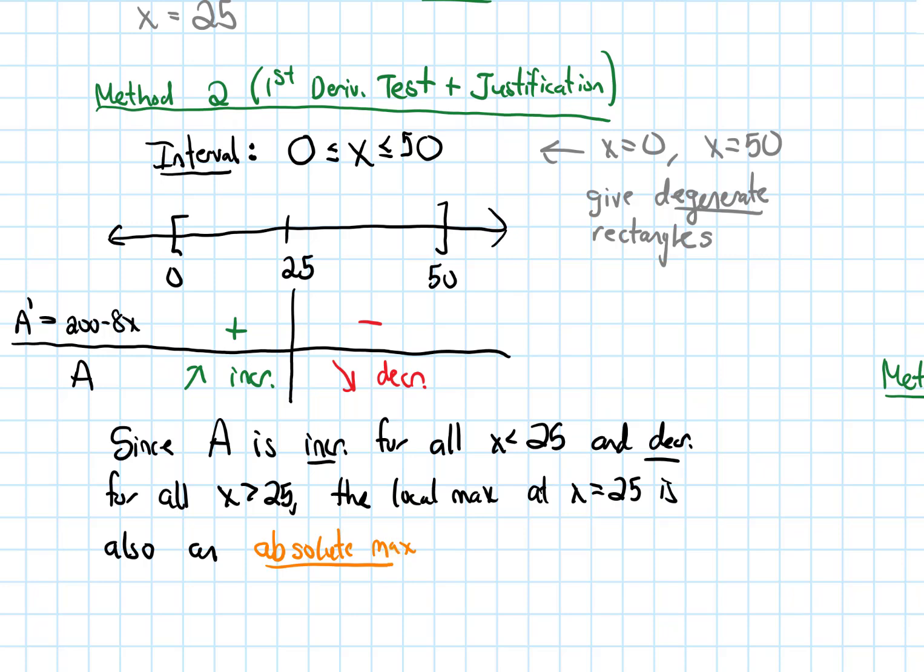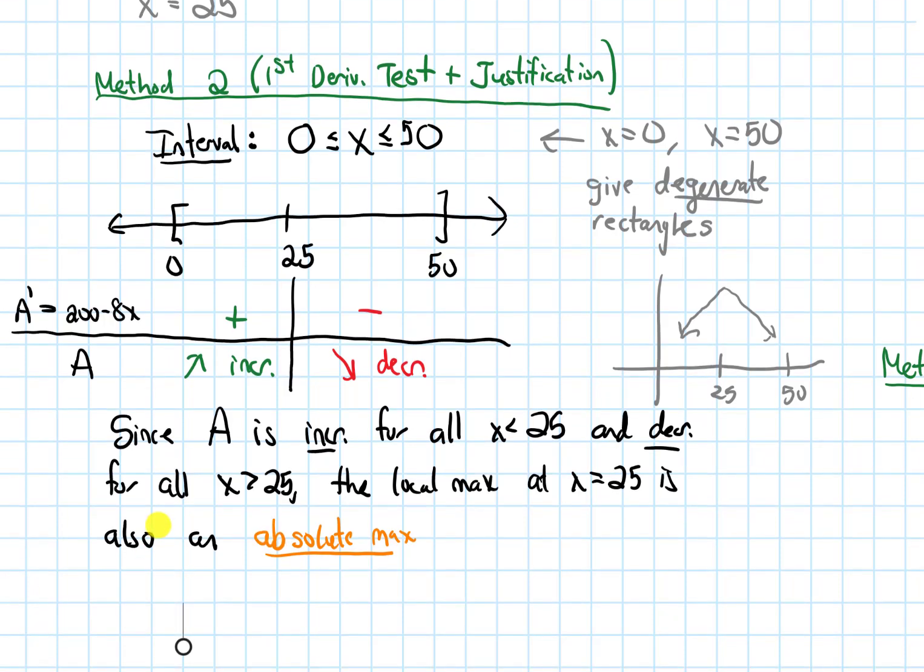Graphically, if I were to draw some axes, and I put 25 here, and then I put 50, my function is increasing the whole way before 25, and it's decreasing the whole way after 25. Because of that, it can never change directions and get higher than it is at the point where x is 25. If it were to change directions, there would have been something else in the sign chart, but there isn't. So that is how I justify why it's an absolute max, not just a local one.